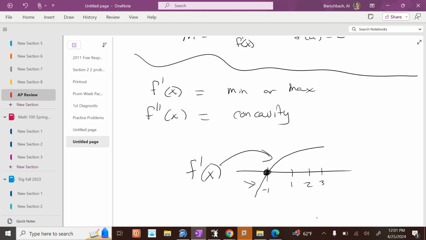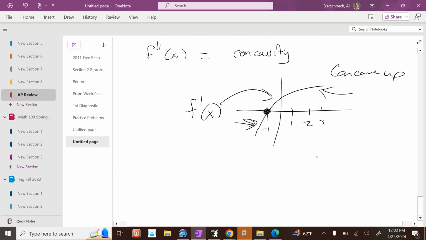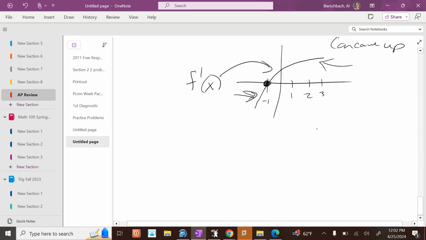Come on, Mr. Bierschbach. You got to think through this. So this is actually all concave up here because it's always increasing. This is a negative slope up until negative 1, and then a positive slope for the original graph. But yeah, since it's always increasing. All right. So every once in a while I say stuff I'm not supposed to.